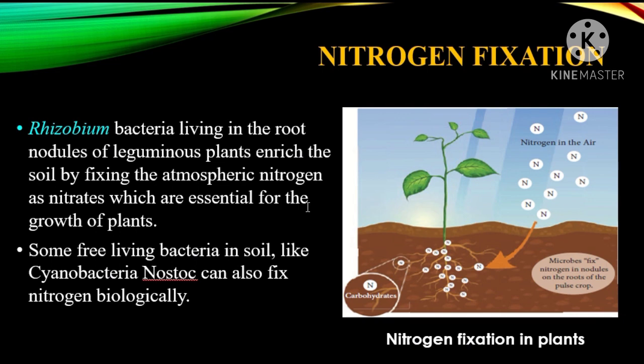So what is the benefit to the bacterium and what is the benefit to the plant is very important. Rhizobium obtains food from the leguminous plant and in turn fixes atmospheric nitrogen into nitrates. And one more example is also given here. Nostoc is also given as an example. They can also fix nitrogen biologically. This is the main important role of microorganisms in nitrogen fixation.